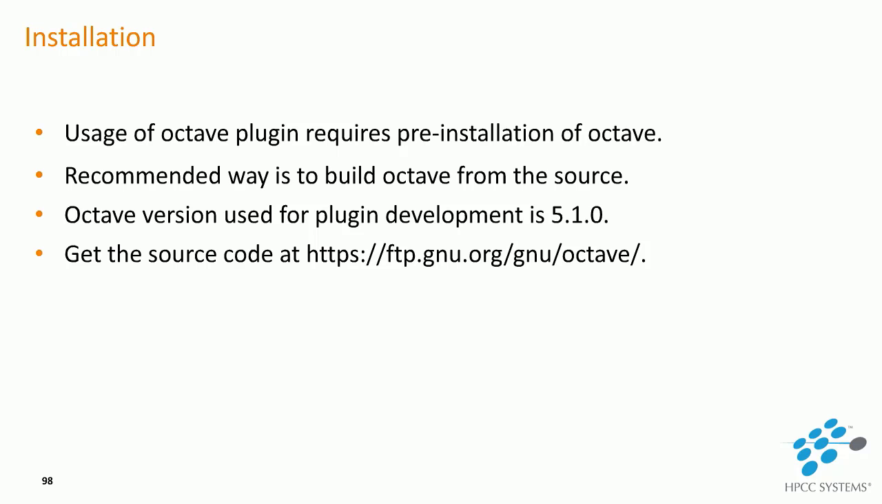Moving on, this is a small note for all the users who want to use the Octave plugin. The usage of the Octave plugin requires pre-installation of Octave. The best recommended way to have Octave pre-installed is to build from the source. You can get it from ftp.gnu.org. The version with which the plugin development was done was 5.1.0. So make sure that you have pre-installed Octave, built from source.